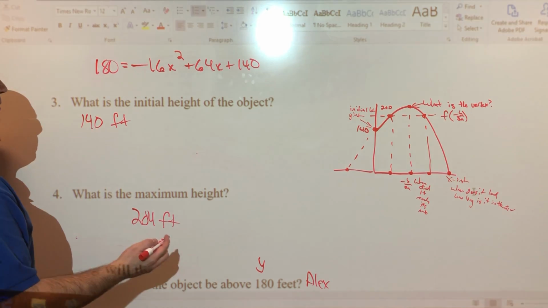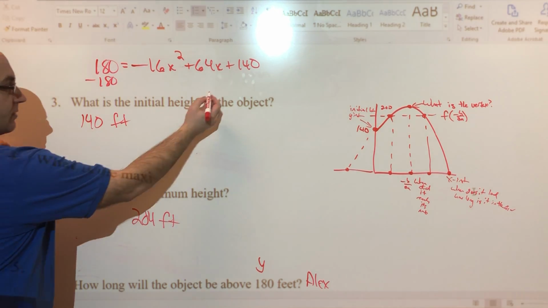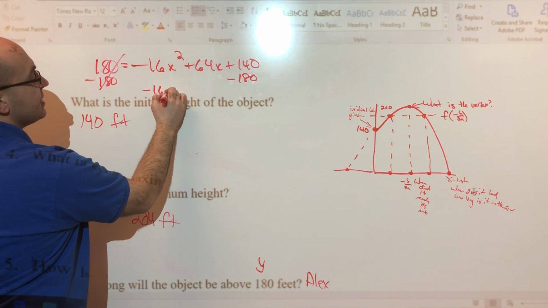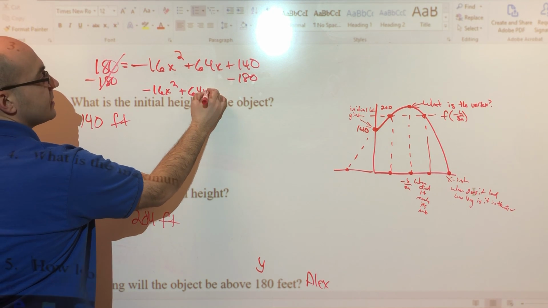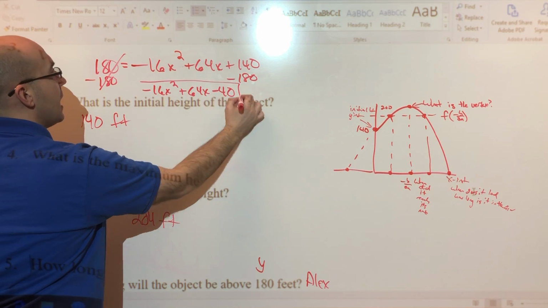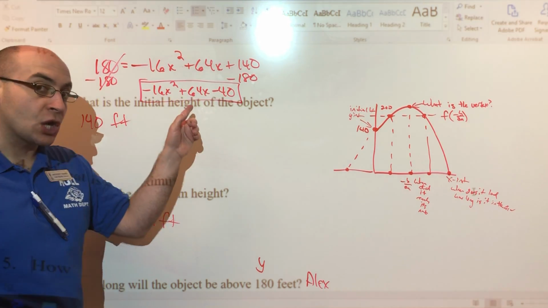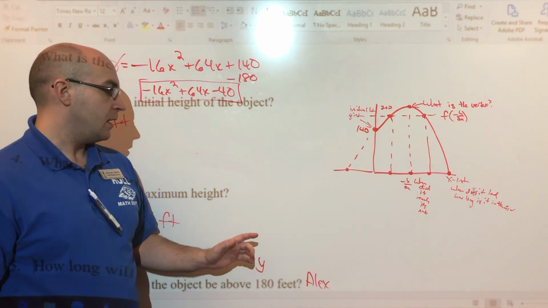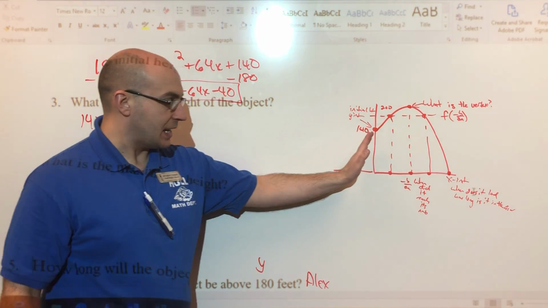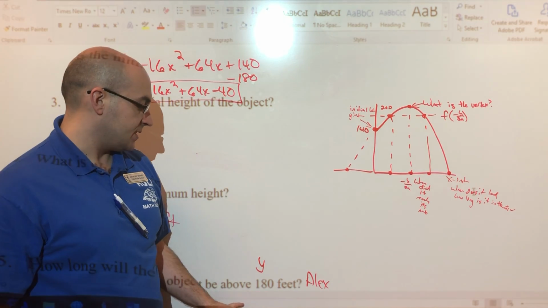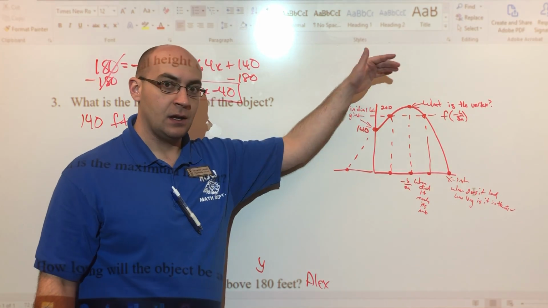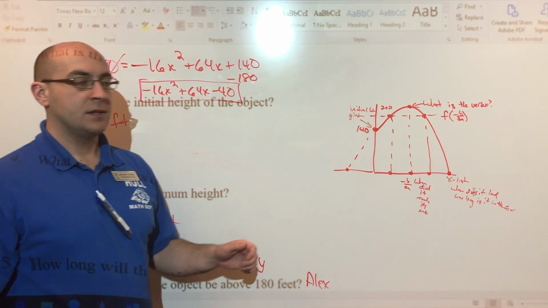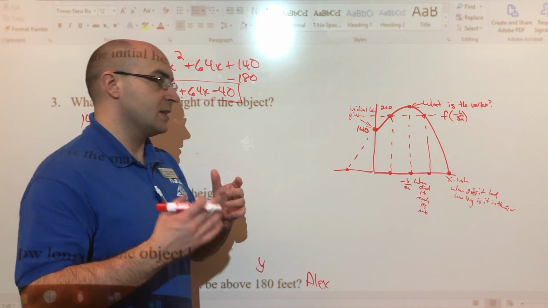Now, the one thing that you obviously wanna do is subtract 180 on both sides, because I've gotta combine like terms. So I'll have negative 16x squared plus 64x minus 40. I want to solve that now using the quadratic formula to get both values, okay? Now, typically, I'm going to ask you a value that it actually will encompass. Like, if I said how long it'll be above 400 feet, well, this quadratic doesn't hit 400 feet. The max value is 204. So that would be impossible, right? Because it doesn't even touch that.